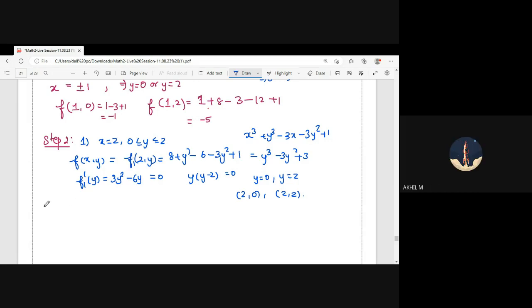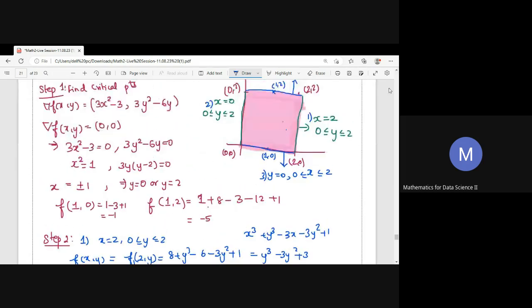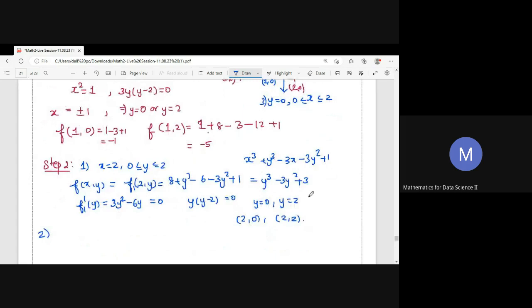3y into y minus 2. Yes, I was saying that in the next step. So here in the second step you need to evaluate the function values. What is f of 2 comma 0? This is your f of x comma y. f of 2 comma 0 is 8 minus 6 plus 1, which is 3.